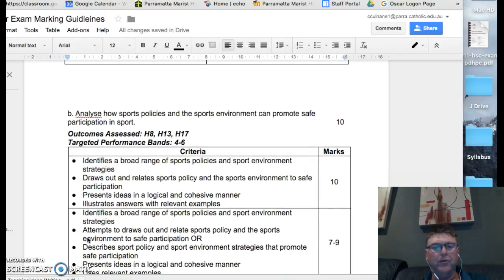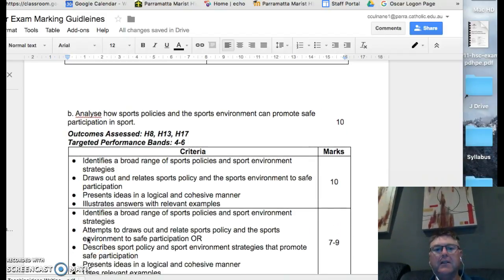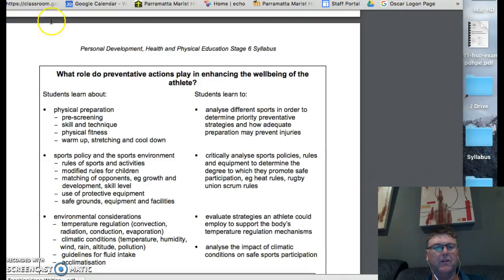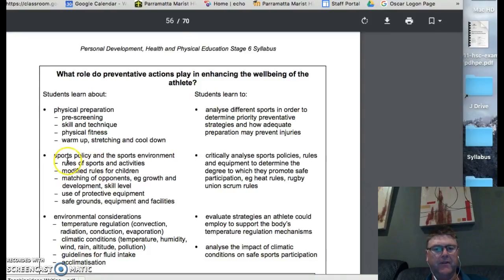Otherwise, question 32b was a 10-mark question, which read: analyse how sports policies and the sports environment can promote safe participation in sport. Key term: analyse. We're looking at sports policies and the sports environment to promote safe participation in sport. If we have a look at our syllabus, this is the section that we're looking at.